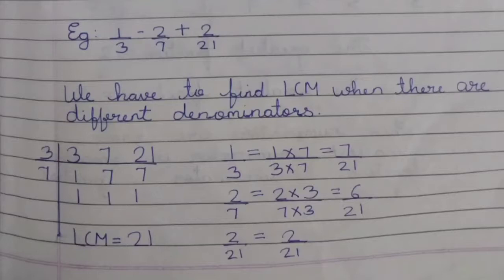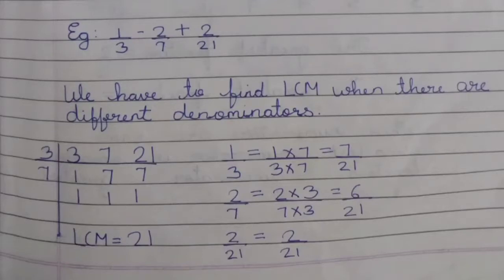So for that, when there are different denominators, we have to make the same denominators. So we have to find the LCM to make them same denominators. So the LCM of the denominators 3, 7, 21 is 21. And now as we have the LCM, we have to make each fraction's denominator 21. So 1 by 3, how will you make it? You have to make 3, which is the denominator, as 21. So whatever you multiply to 3, you have to multiply the same number to the numerator also. So 3 sevens are 21 and 1 seven is 7.